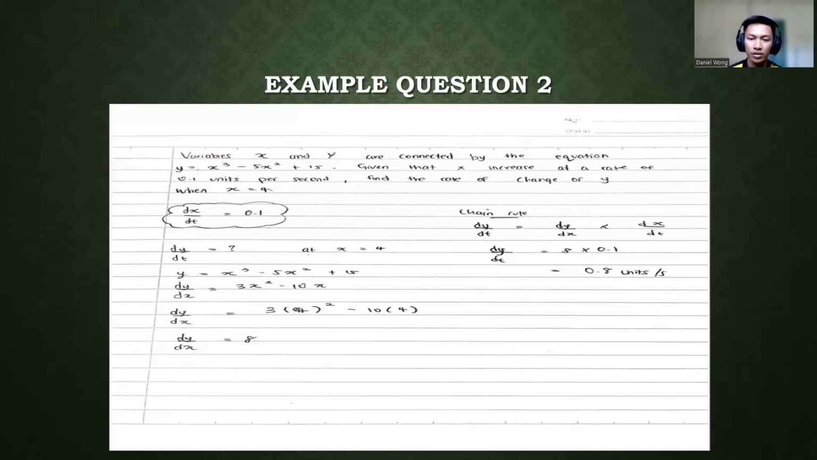So we have to use the chain rule to find the rate of change of y. The formula is dy/dt equals dy/dx times dx/dt. So dy/dt equals 8 times 0.1. The last answer is 0.8 units per second.